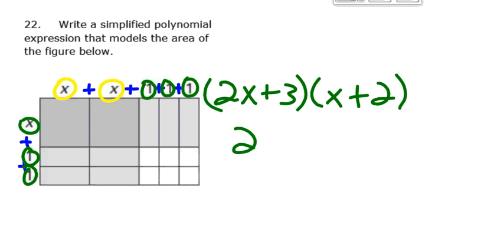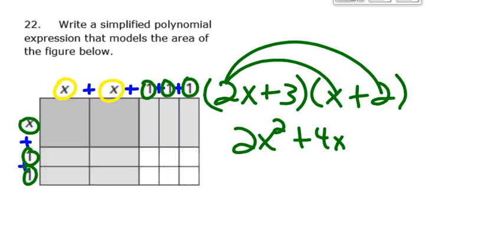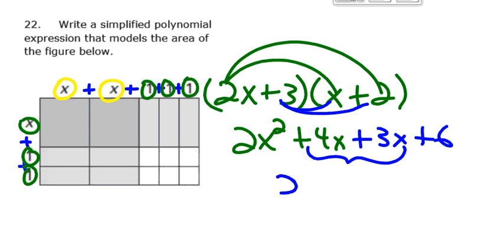So now I've got distributing through: 2x squared, that's plus 4x. That's going to give me plus 3x plus 6. Combining your like terms in the middle, you get 2x squared plus 7x plus 6.